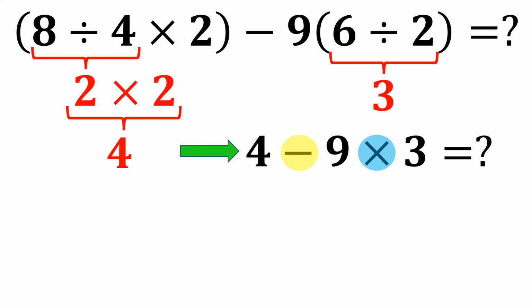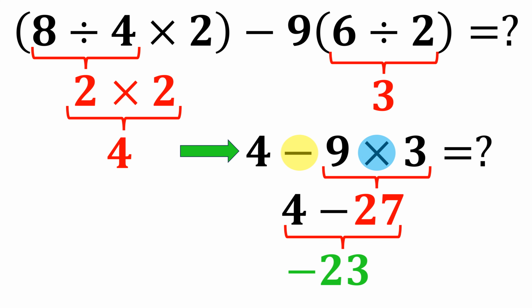In this new expression, we have subtraction and multiplication. Multiplication has higher priority than subtraction, so 9 times 3 equals 27. Finally, 4 minus 27 equals -23.